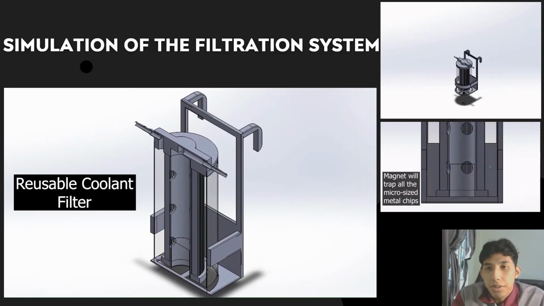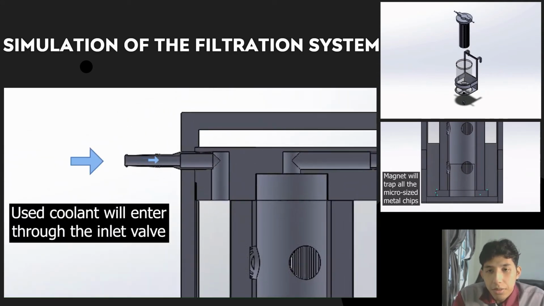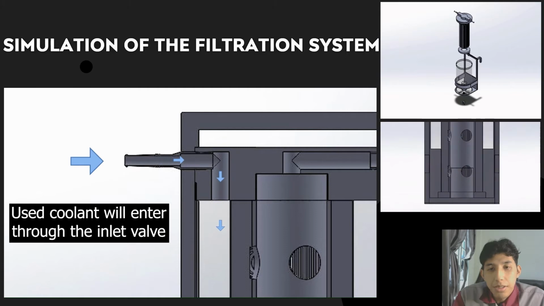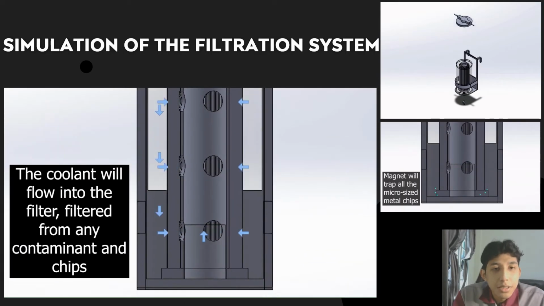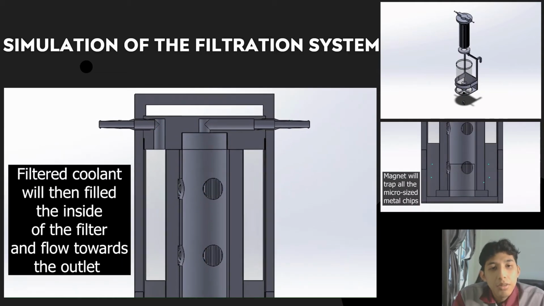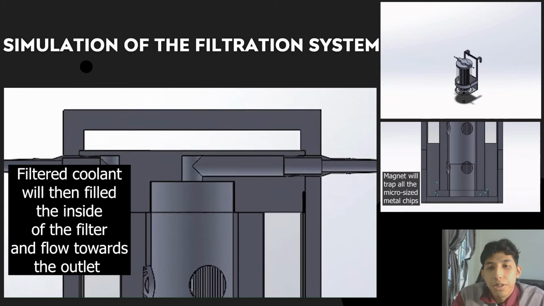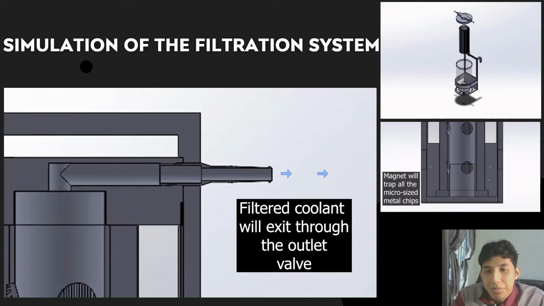First, we will talk about the simulation of our filtration system. The first image on the left talks about the mechanism on how our product works. And on the right top is the disassembly mechanism of our product, and the bottom of it is how the magnet will work in our product. You can see that the coolant went out of this filter.